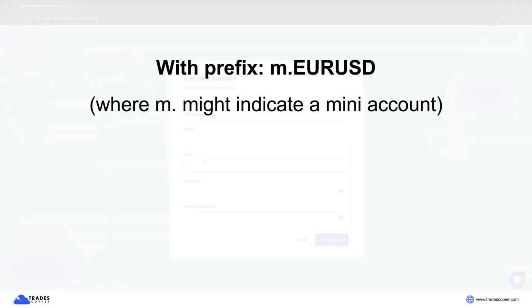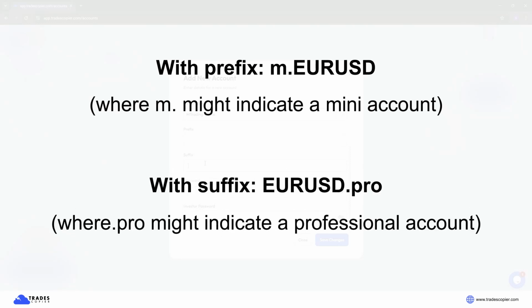Prefix and suffix in MT5 refer to additional characters or text added to the base symbol name to differentiate between various versions or types of the same symbol. This is often used by brokers to distinguish between different trading conditions or account types.